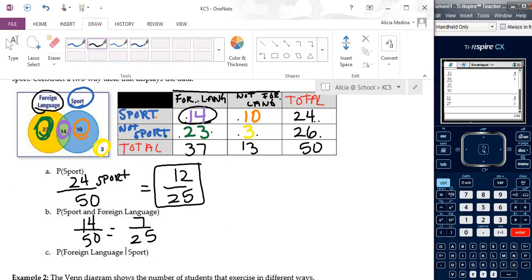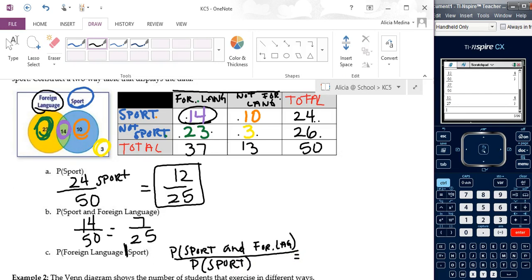All right, looking at letter C. Now I see a given probability, right? Because I see that little bar. So remember, like in our last video, I'm going to hopefully try to write really neat: the probability of the people that play a sport and take a foreign language, all over the probability of the people that play a sport.